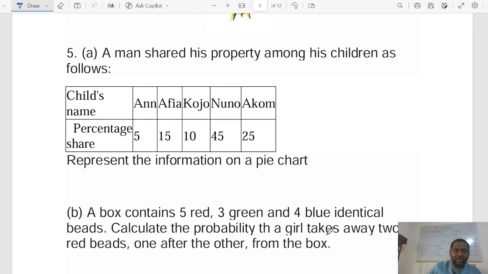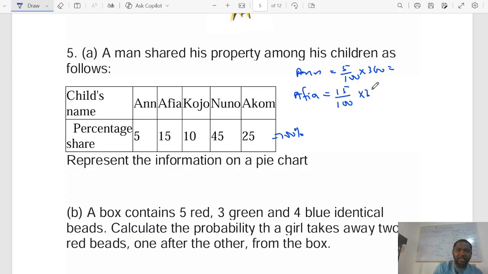Quite easy. In a pie chart, it has to be in degrees, so we need to calculate each of these values in degrees. First of all, we need to know the total percentage. Percentage share means 100%. So Anne's share is going to be 5 over 100 times 360. Then Afia's share is going to be 15 over 100 times 360. Then Kojo's share is going to be 10 over 100 times 360.